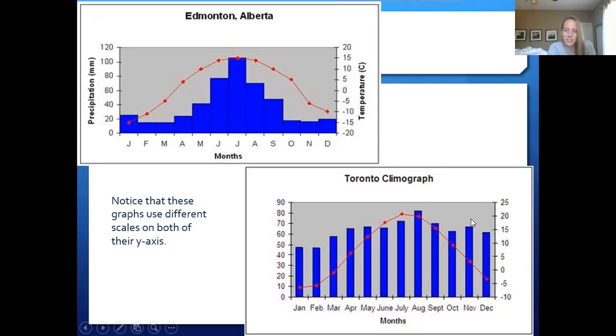If we compare that to our Toronto climatograph, you can see the coldest month still January, but its average temperature is just below -5. The warmest average temperature is once again in July, but it's over 20 degrees Celsius. And then the precipitation is much more even. It does peak here in August with just over 80 millimeters. And it's lowest in February, but over 40 millimeters still.